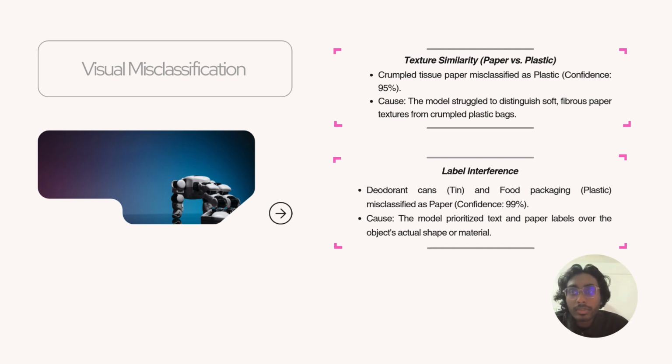Texture similarity happened between paper and plastic. Crumpled tissue paper was misclassified as plastic, and the cause is the model struggled to distinguish soft fibrous paper texture from crumpled plastic bags. Next is label interference. Deodorant cans and food packaging were misclassified as paper. The cause is the model prioritized text and paper labels over the object's actual shape or material.